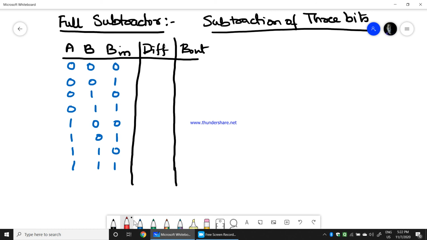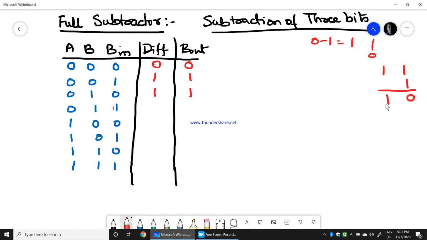Now 0 minus 0 minus 0, you get both zeros. 0 minus 0 is 0, whereas 0 minus 1, we know that 1 is the difference and 1 is the borrow. Therefore, we get difference 1, borrow 1. Again 0 minus 1, we get 1 and 1. And 1 minus 0, again we get 1 and 1. So 0 minus 1 is 1 and 1 minus 1.